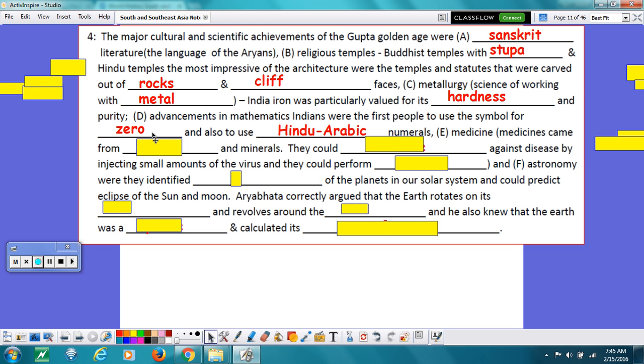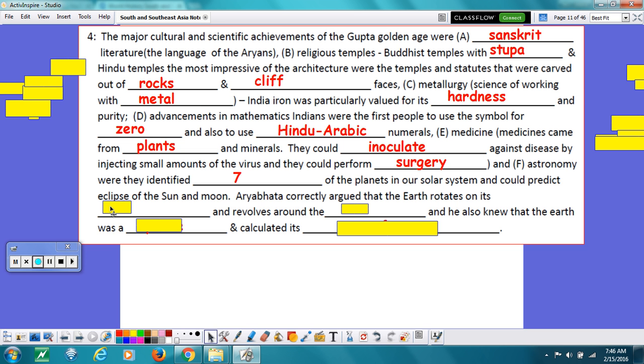Medicines. Medicines came from plants and minerals. They could be used to inoculate against diseases by injecting small amounts of a virus, and they could perform simple surgeries. Astronomy. They were able to identify 7 of the planets in our solar system and could predict eclipses of the sun and the moon.